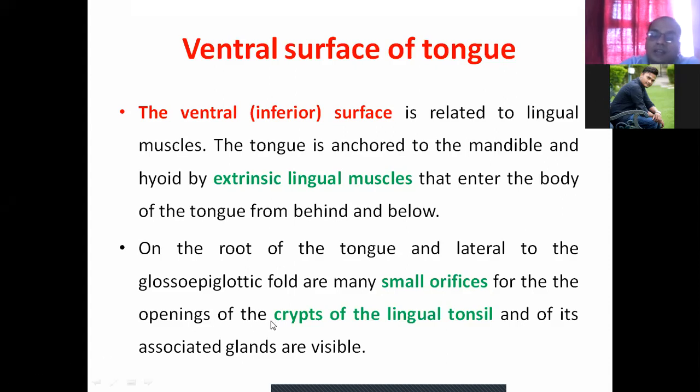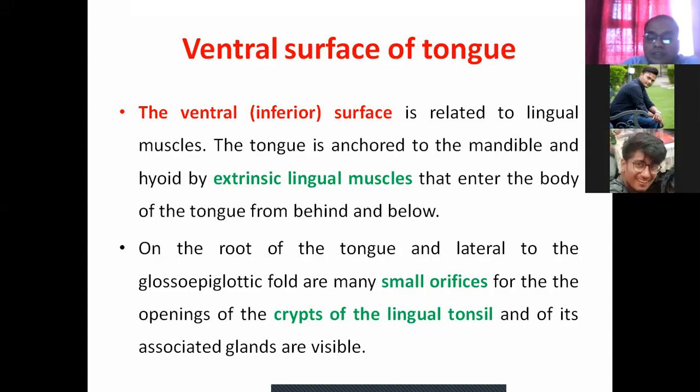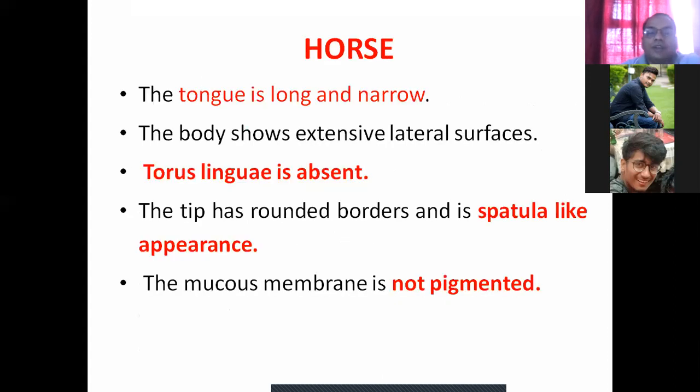On the lateral aspect of the root of the tongue, we will find some small orifices, those orifices for the crypts of the lingual tonsil. So the lingual tonsil orifices are situated on the lateral aspect of the root of the tongue. What is the meaning of tonsil? Tonsil is nothing but an accumulation of lymphocytes. We will discuss more about the tonsil in histology. So this is about the ventral surface.